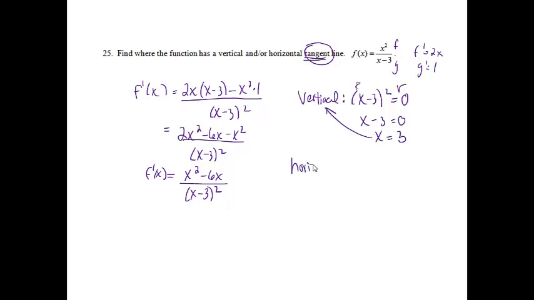Okay, to deal with horizontal tangent lines, horizontal lines have a slope of 0. So when would this derivative equal 0? It would be when the numerator equals 0. I'm going to factor out an x. So this function would have a horizontal tangent line when x equals 0 and when x equals 6.